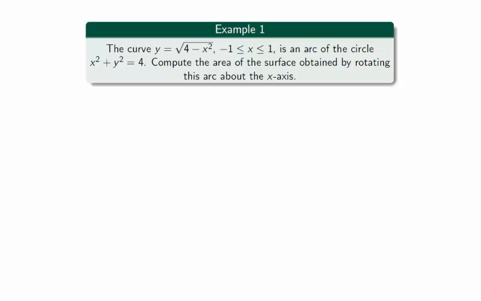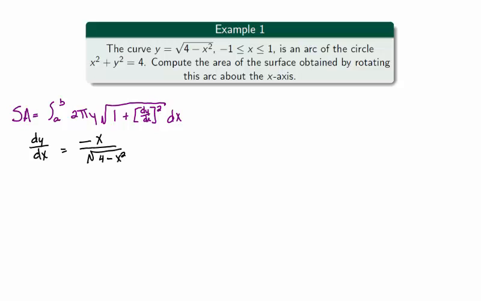Let's do an example. The curve y equals the square root of 4 minus x squared, with negative 1 less than or equal to x less than or equal to 1, is an arc of the circle x squared plus y squared equals 4. Compute the area of the surface obtained by rotating this arc about the x-axis. Recall the formula for the surface area is the integral from a to b of 2 pi y times the square root of 1 plus dy/dx squared times dx.